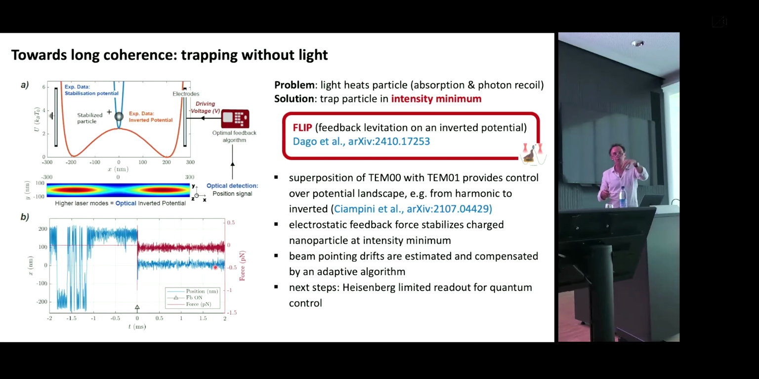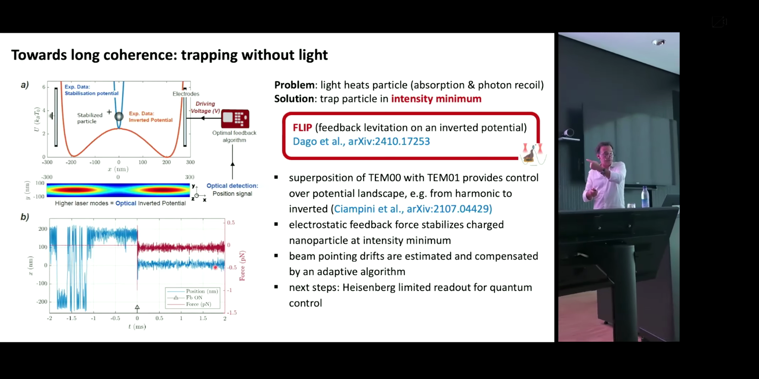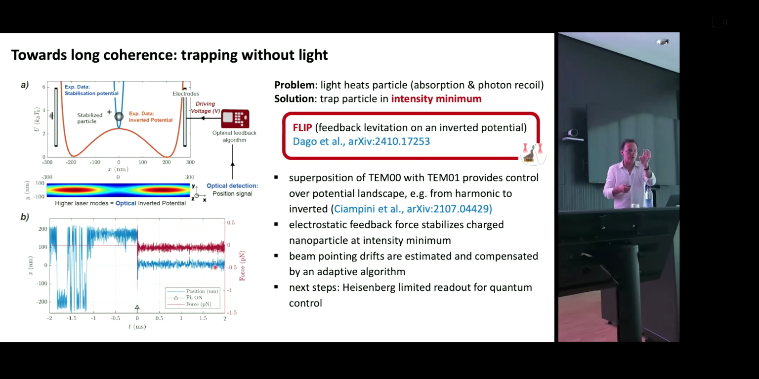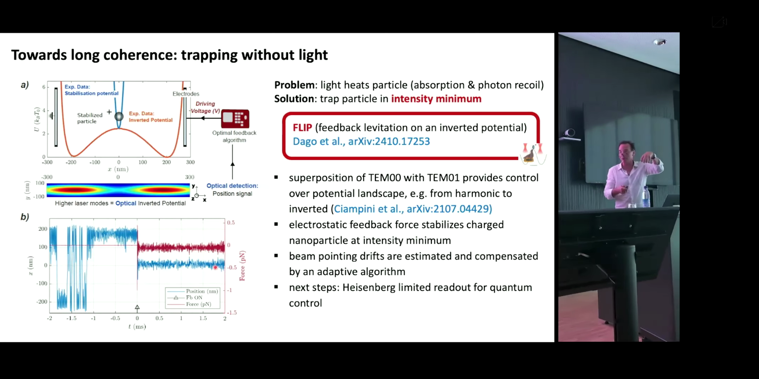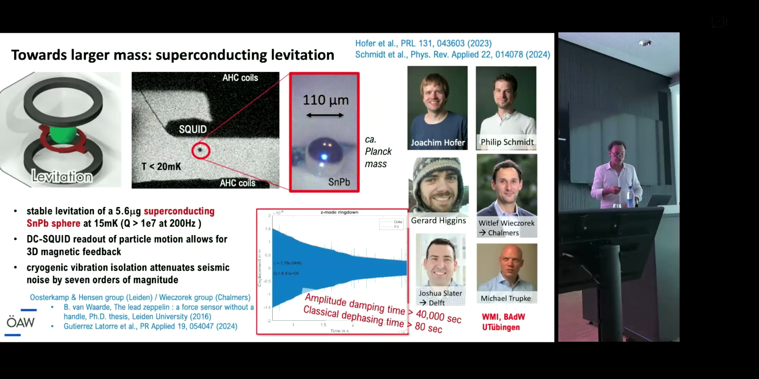And what we are doing right now is we're trying to implement Heisenberg limited detection for this degree of freedom, such that the feedback allows us to purify the state on top of this inverted potential. So this should allow us to actually have a particle in a dark trap in its quantum ground state of motion. The alternative, of course, is why don't you go into the cryostat immediately?